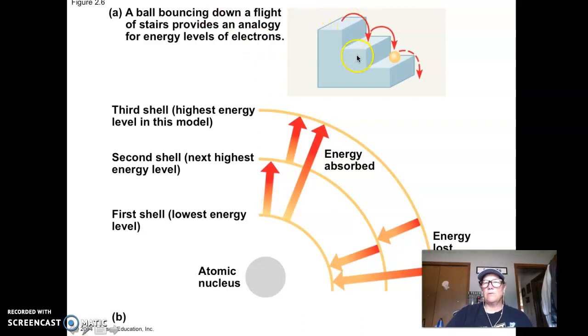Here they're showing a ball bouncing down and how it's gaining energy. Well, kind of the same thing. But again, electrons like to be in the lowest energy level. If you add energy to them, they bump up, and they'll stay there for a little while, but eventually they'll go back down to where they're supposed to go. And when they do that, they give off energy.